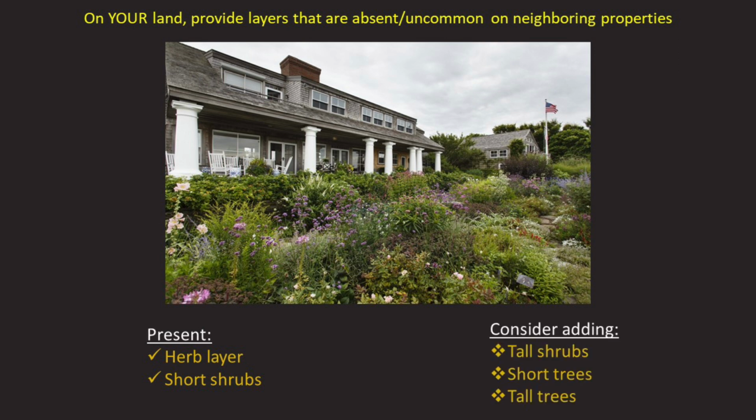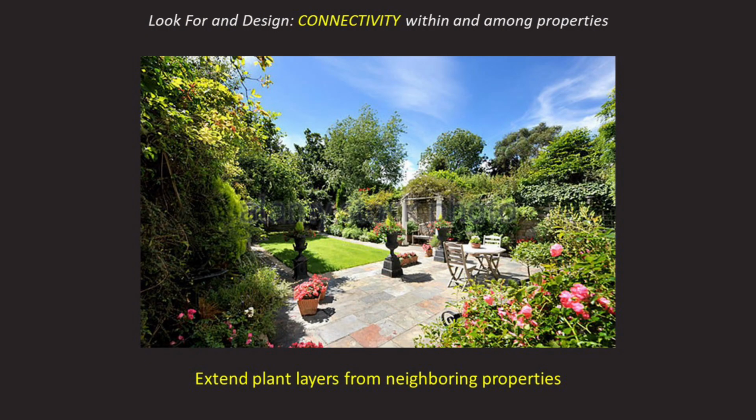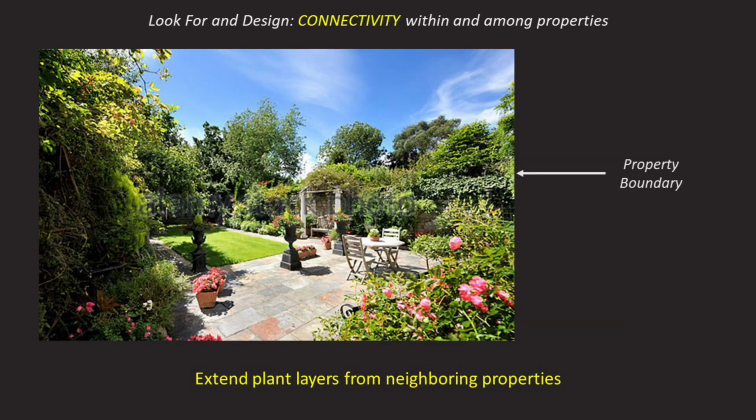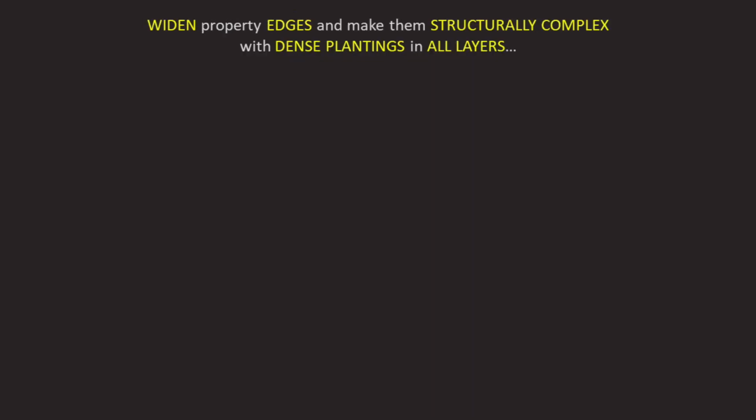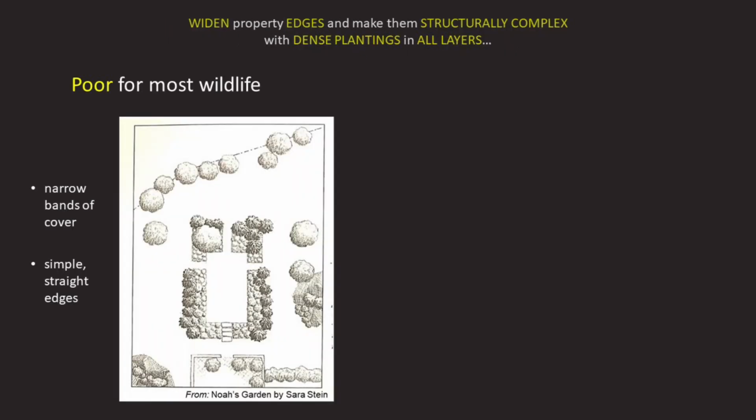If this is the case, you might prioritize on your property adding tall shrubs, short trees, and trees that will eventually grow tall. Pay particular attention to your property boundaries and look for opportunities to extend plant layers across boundaries. Here, the tree, mid-story, and shrub layers provide one continuous soft edge that joins these properties seamlessly. In a nutshell, what we're trying to do is widen and make our property edges more structurally complex by establishing dense plantings within all layers.